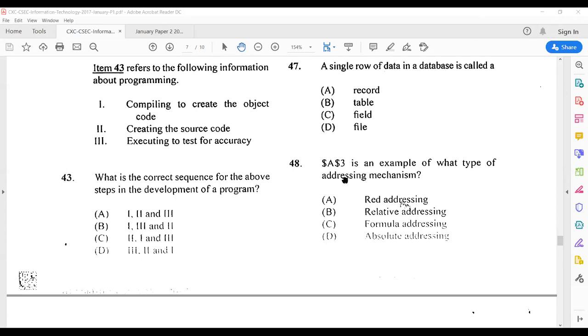This notation is used when you want to refer to a cell in your spreadsheet. When you refer to a cell, there are two ways: either relative or absolute. And when you place the dollar signs before the column and row value, it is called absolute addressing. Therefore, if you copy the formula to another cell, the value doesn't change. So it's absolute addressing. The answer to 48 is D, and the topic is spreadsheet.